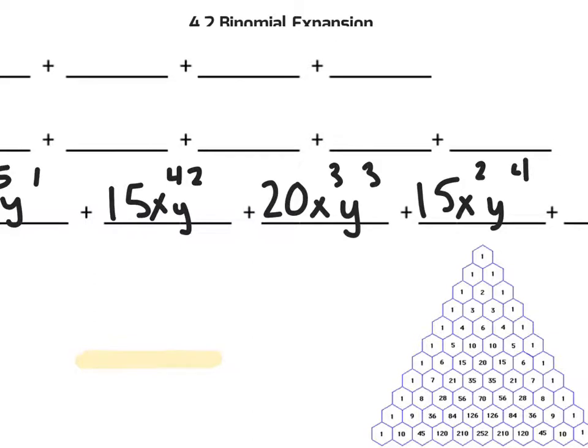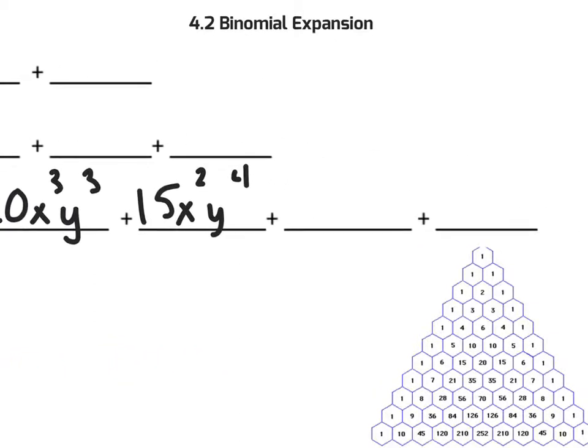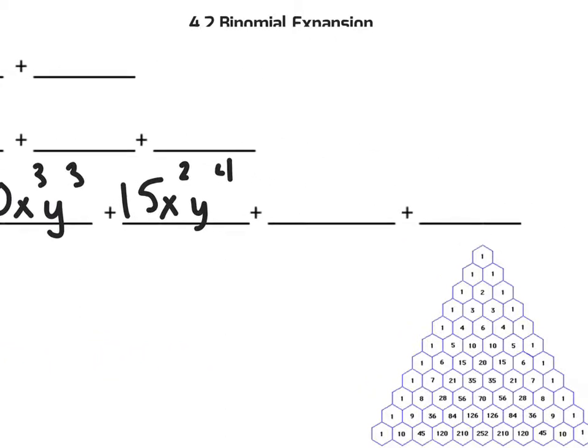How easy is this now? Looks pretty tricky, but it's pretty simple. Let's go down. So after 15, we go back to 6. 6x, y to the 5, and then 1, y to the 6. Cool, isn't it? Let's go through this. A 6, there it is.